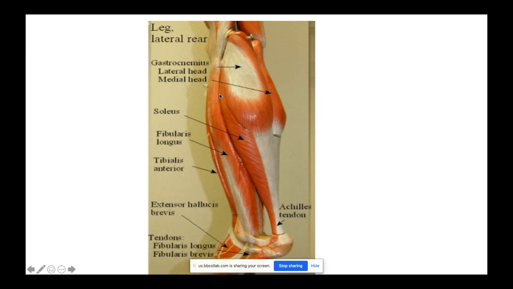The other thing I wanted you to see is these lateral tendons. These are called the fibularis longus and fibularis brevis. Sometimes they're called peroneus longus and peroneus brevis. These are lateral muscles. They go around the lateral malleolus. Okay.